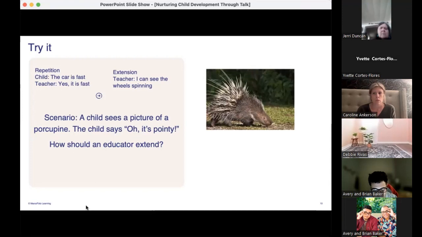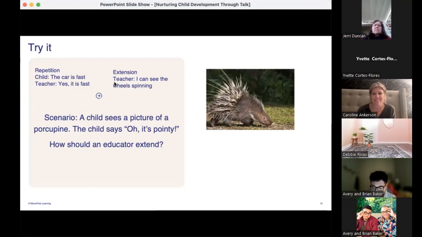Write into the chat, or you can even unmute yourself if you'd like. Small group. Yep, right. Ooh, the question asking, right?